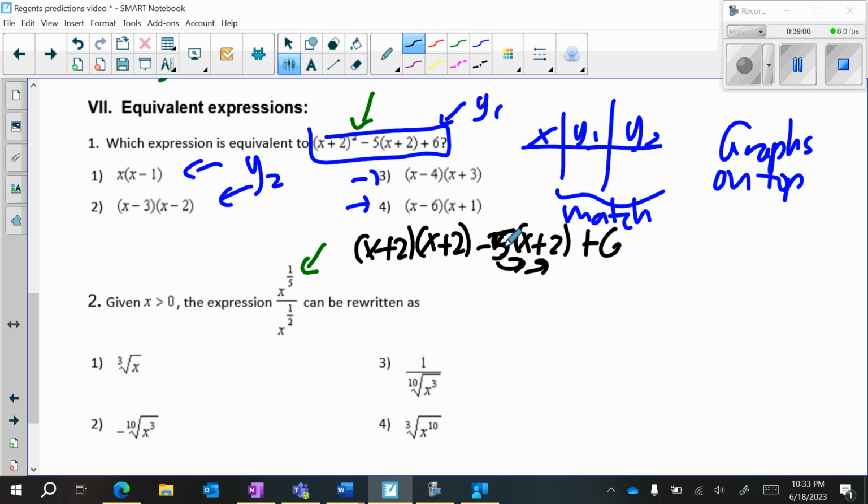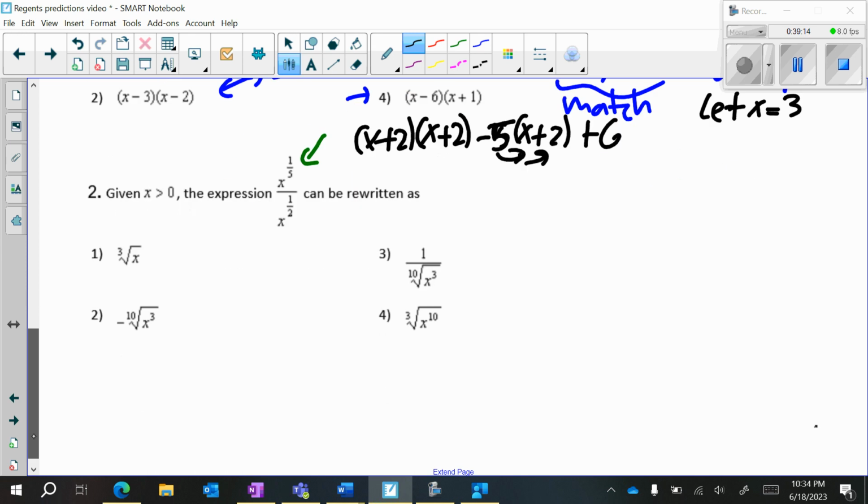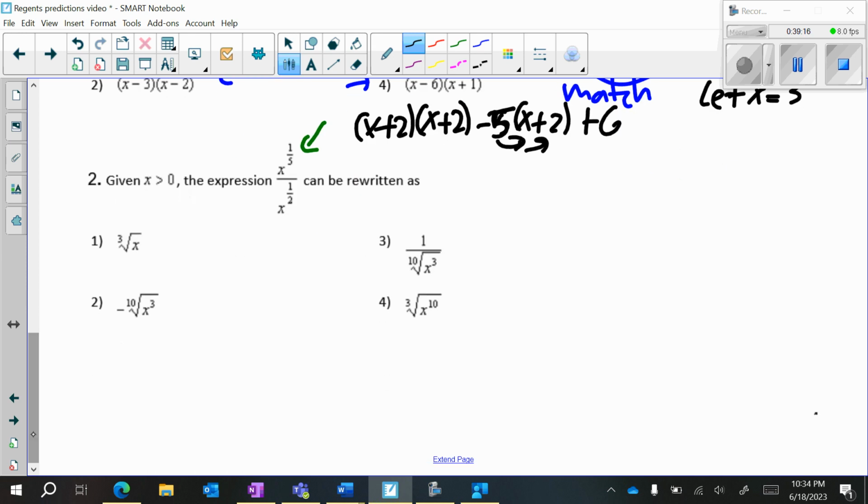The other thing I want to mention that you could do is pick a value for x. Let x equal 3, for example. Plug that number into this whole thing, see what you get and write it down, and then do the same thing for all the choices and see which one matches. Same thing with number 2, we can do the same thing.